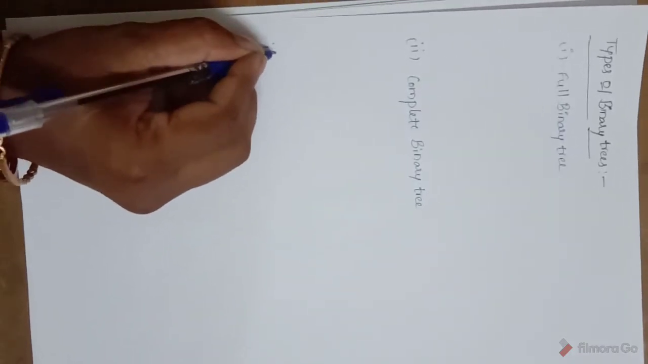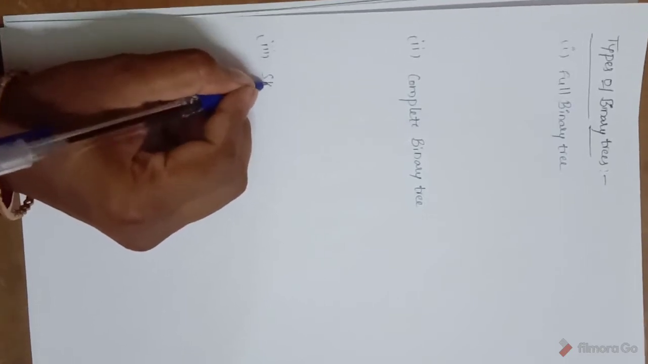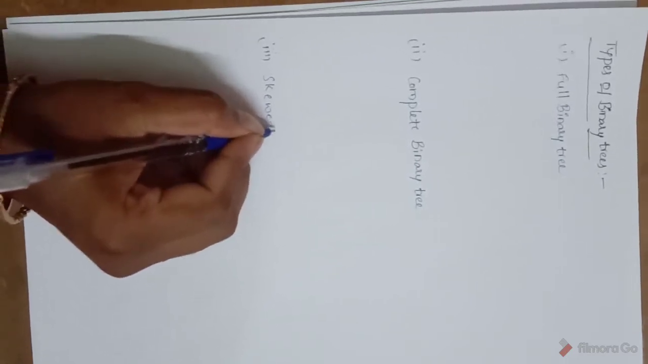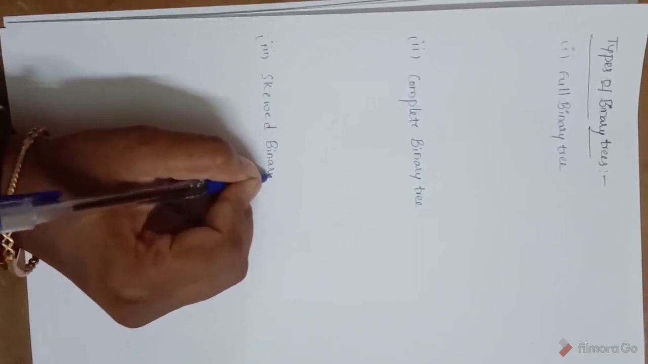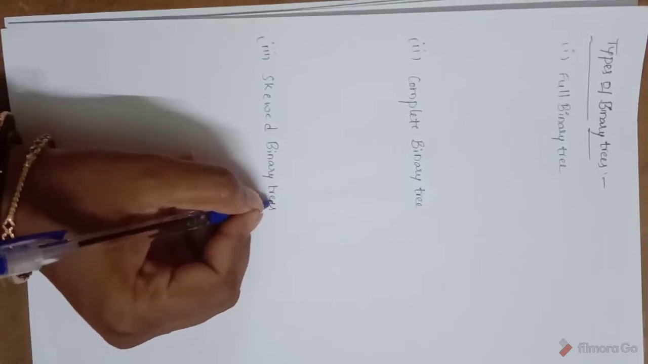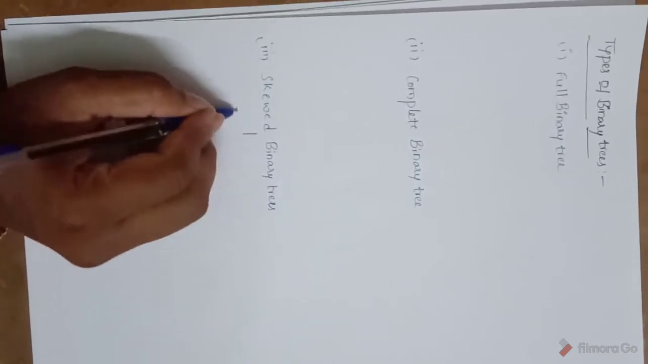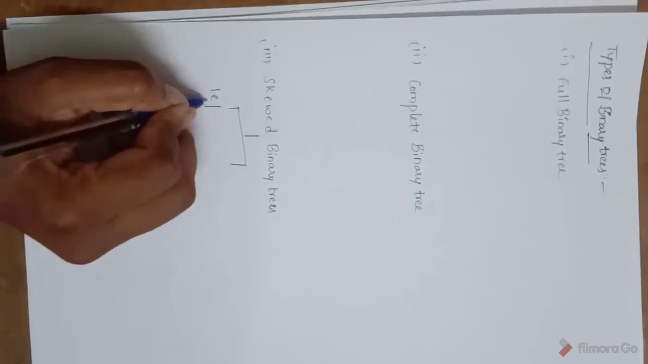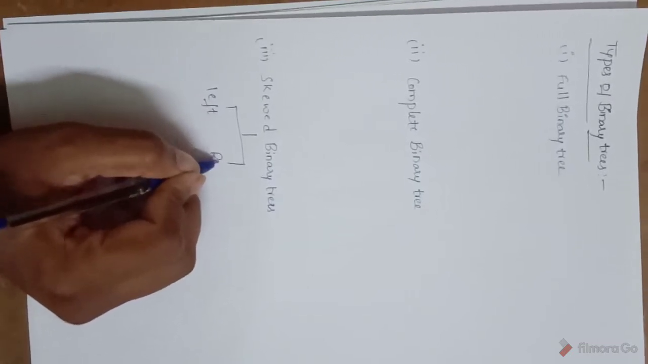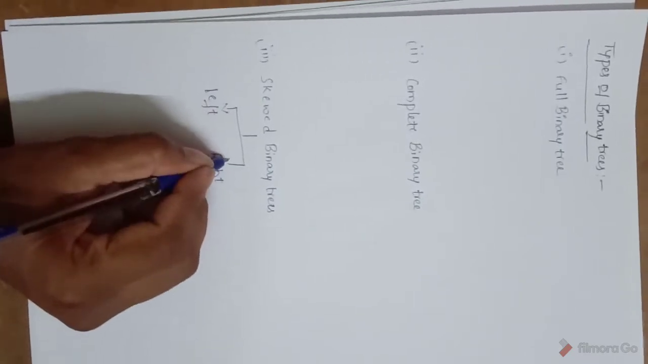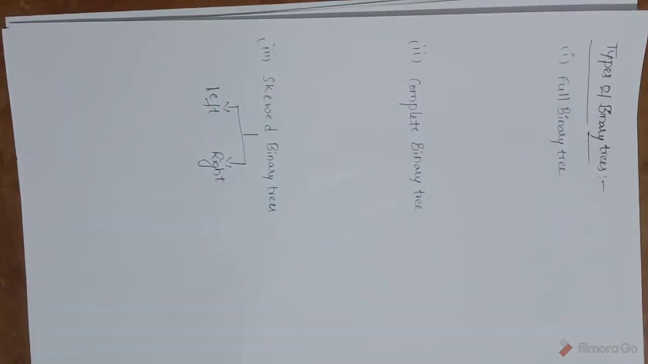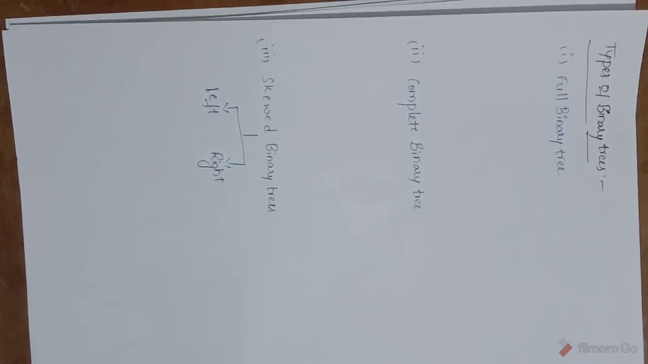Next one, skewed binary trees. In skewed binary trees, we'll have again left skewed binary tree and right skewed binary tree. Again we'll have two more things, left skewed binary tree and right skewed binary trees. We'll see with examples over here.